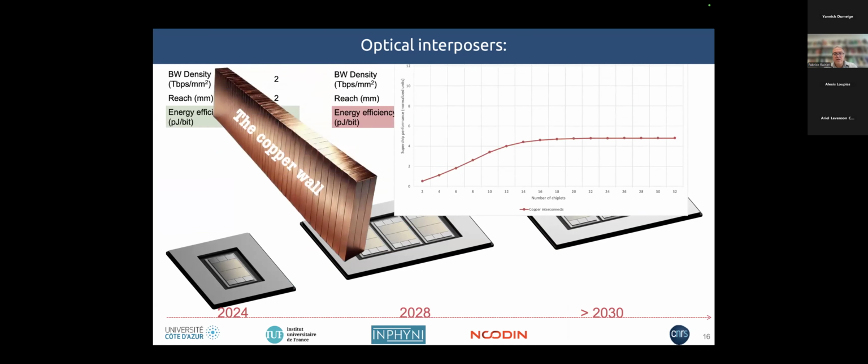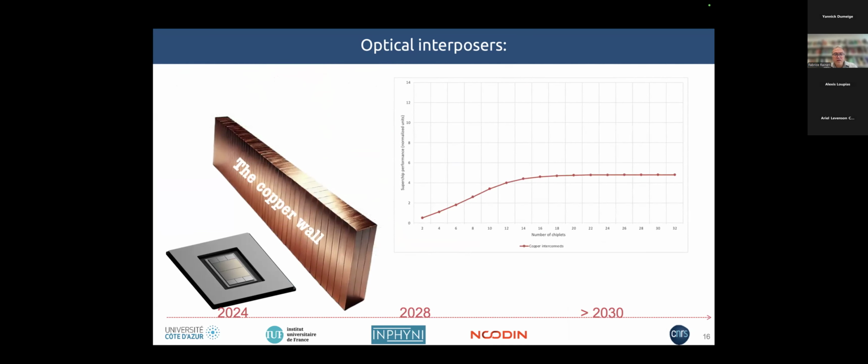And of course, what we want to do in photonics is to break what's called the copper wall, which prevents these systems from scaling up. And as you see, as you want to increase the number of these chiplets beyond 10, this performance starts to saturate. So with photonics, of course, we want to allow this scaling of super chip performance.